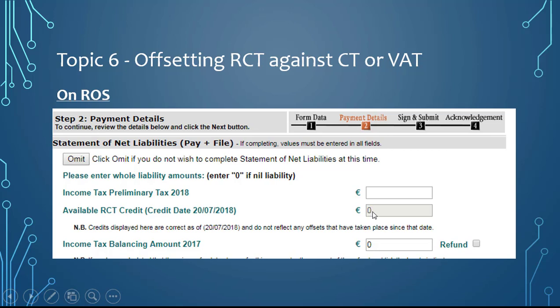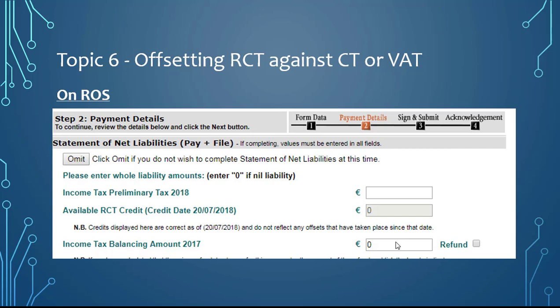So let's say, for example, if we were using the example that we had before and we hadn't gotten our 400 euros of a refund, then the 400 would be showing up there, and we would say income tax preliminary. So let us say that we owed a certain amount of income tax, the RCT would come against it, and then we would show the income tax balancing amount from the previous year. So that's how you offset your RCT against the other taxes. It's actually done in your ROS. It's not done on Sage.